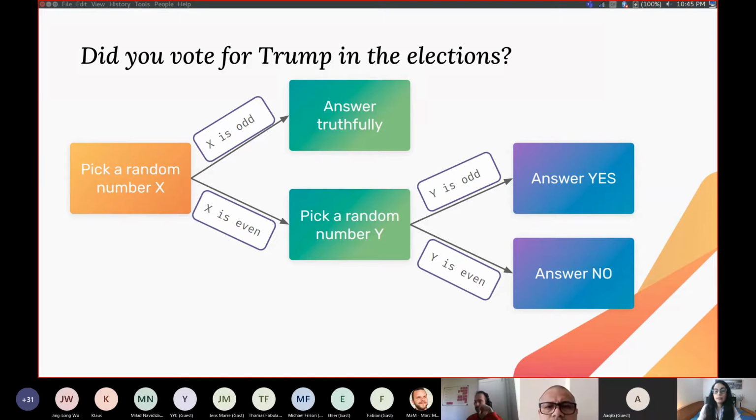So what this simple mechanism gives to the people participating in the survey is the power of deniability. In case they answered yes in the survey, nobody can tell whether you actually voted for Trump or whether this simple game made you say yes in the survey. This method, which is pretty old, is known as randomized response or plausible deniability.